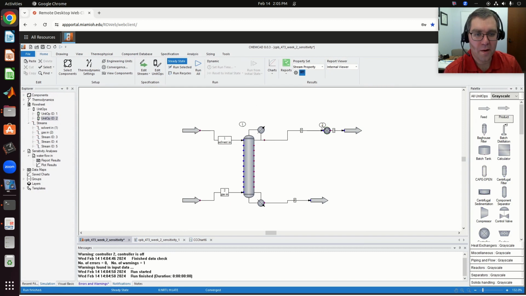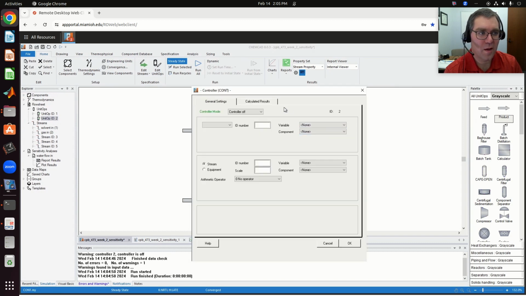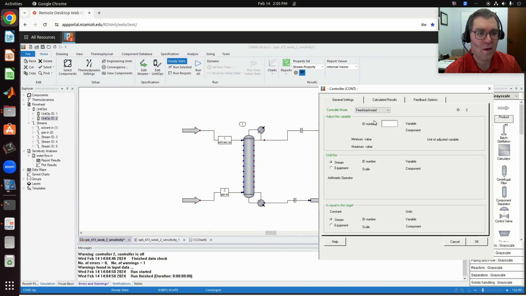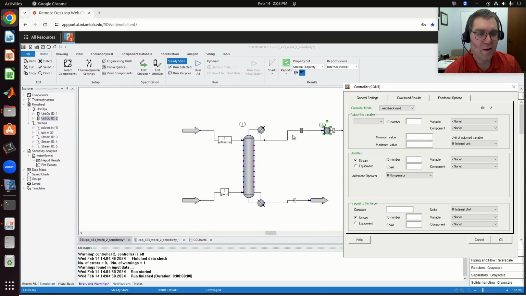Okay. All right. So how I'm going to do this is I'm going to double click on the controller. Again, by default, the operation was controller turned off. And I'm going to turn this into a feedback controller. Okay. So it's going to be feedback in that I'm going to monitor the mole frac of acetone in stream 3. And based on the mole frac of acetone in stream 3, I'm going to adjust the flow rate of water until I get a target concentration of acetone in stream 3. So it's going to be a feedback controller. What am I going to adjust? So I'm going to adjust in stream 1.